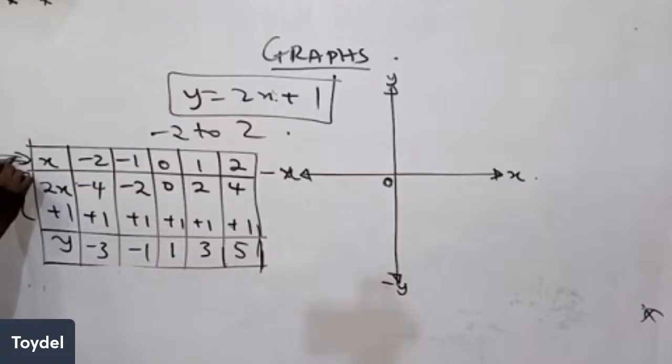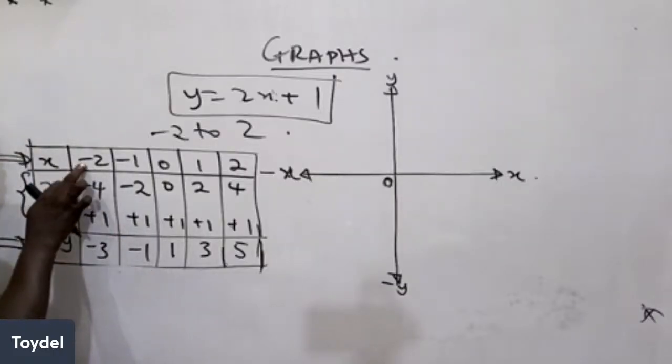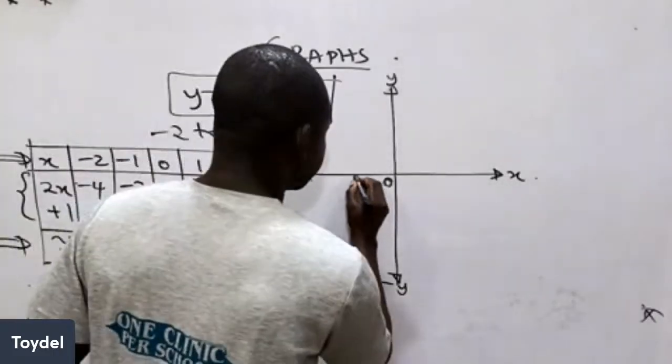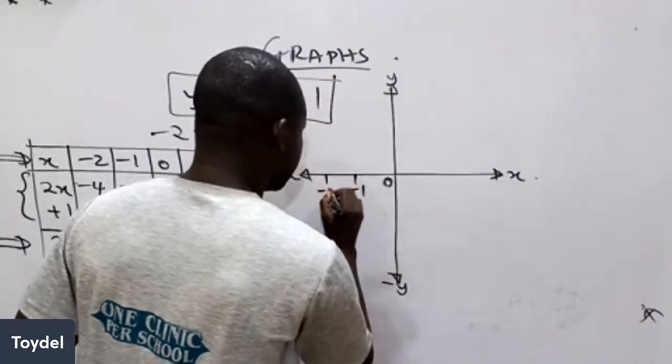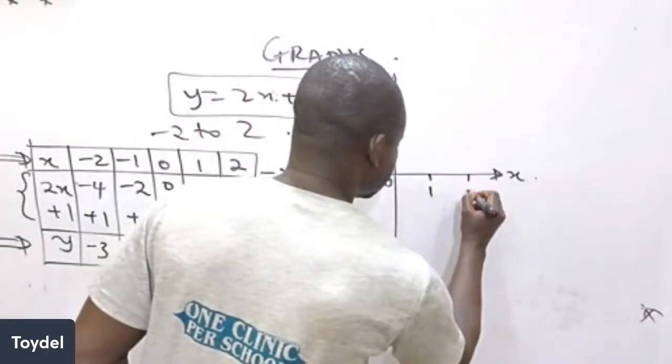These are the values of x, and I've been able to generate the values of y there. So what do I do if I want to plot that graph? I will look at the range. x is from -2 to 2. I will put the values there: -1, -2. Here will be 1, here will be 2.